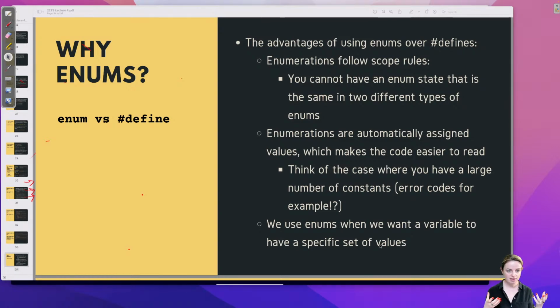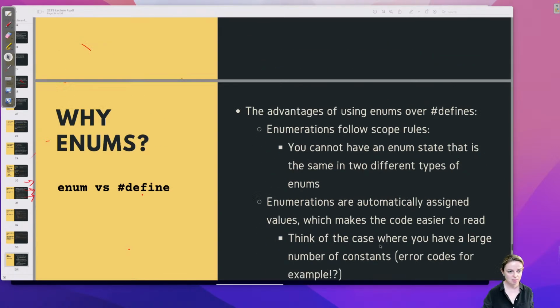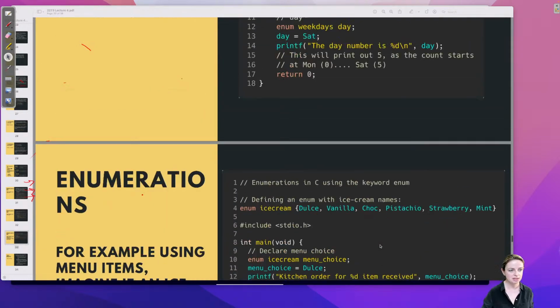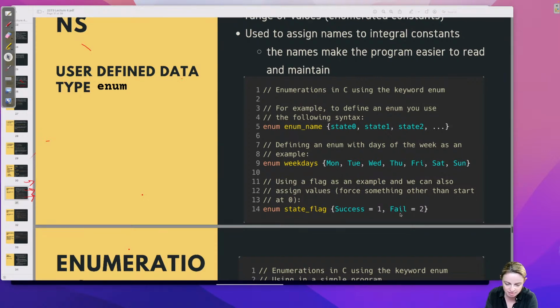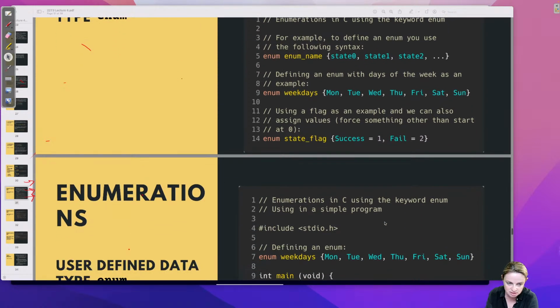That means you can't have a state of an enum that's the same in 2 different types. What that means is if I have this weekdays here and this state flag here, I can't have a Monday inside here as well if it's in the same piece of code. So there's scope rules: you can force the same values to be given, but you can't have 2 of the same states in the same thing.